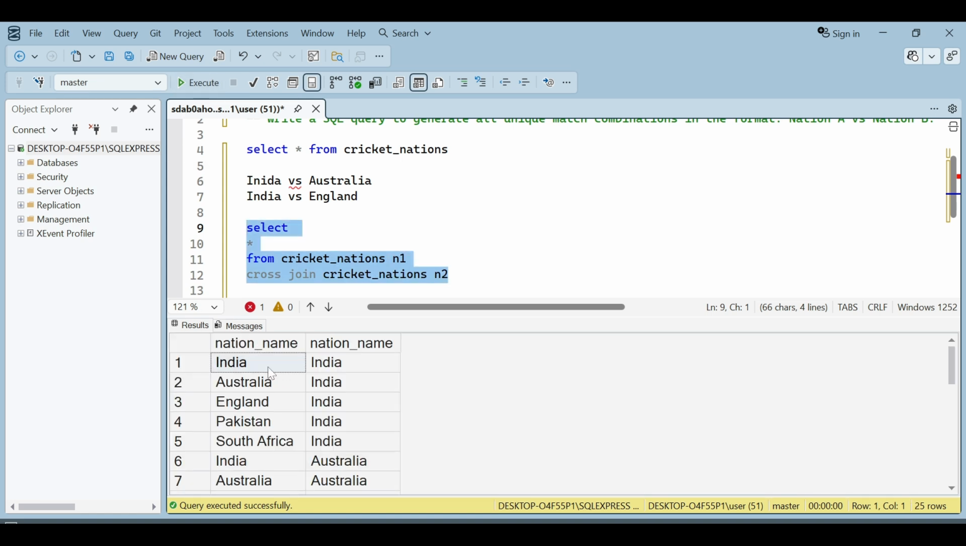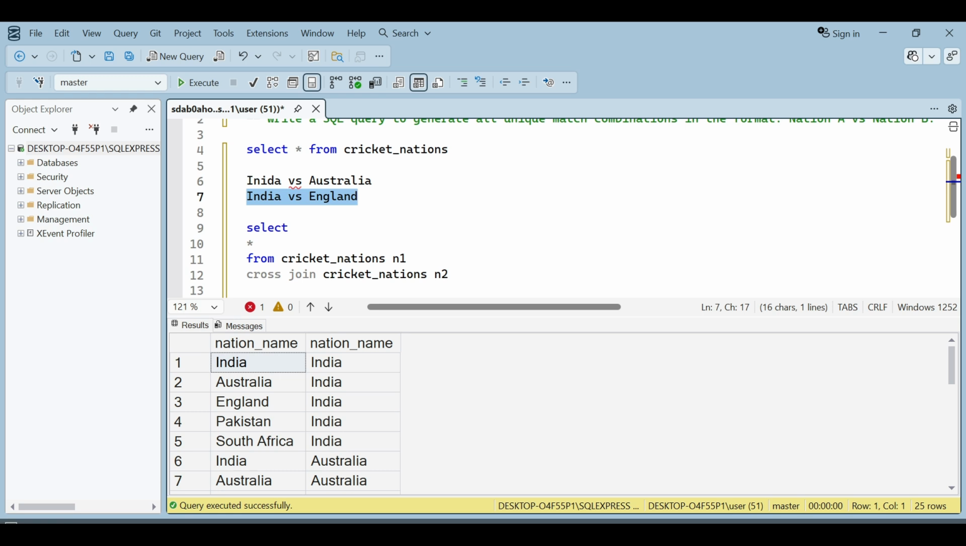So you can see you are getting two columns, nation name, and it's a cross join. India is joined with India, India joined with Australia, India joined with England, India joined with Pakistan, India joined with South Africa, and so on. This is the output that we have now. However, what output do we need? We need the output in this form: India versus England, India versus Australia.